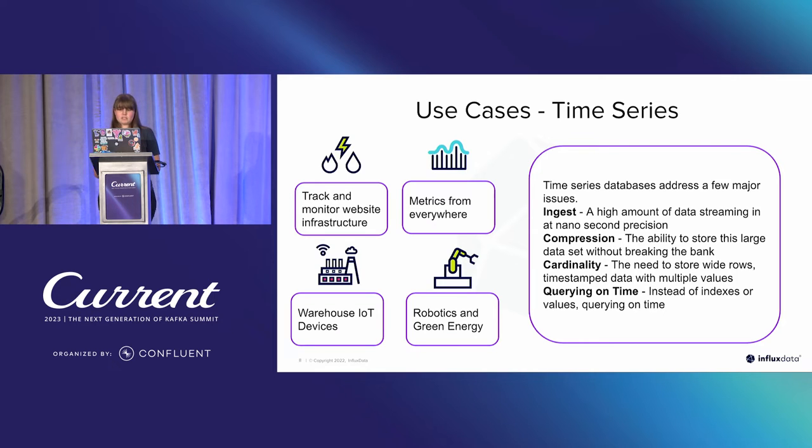Ingest: a high amount of data streaming in at times with nanosecond precision. Not every DB is set up for that, because that's just not always what they expect to be dealing with. Compression: the ability to store this large data set without breaking the bank is really important because, again, if you're dealing with nanoseconds, you're going to be dealing with like a billion things by the end of a day. That grows quite exponentially, especially if you're not compressing it down super well.